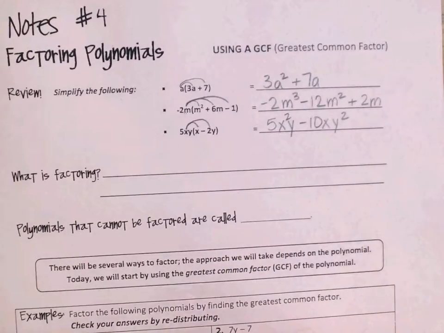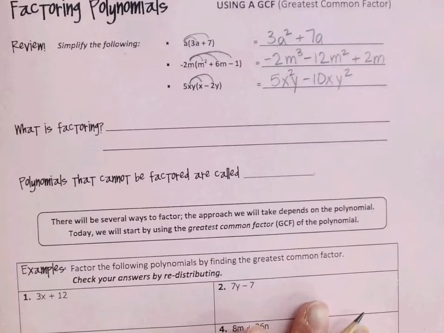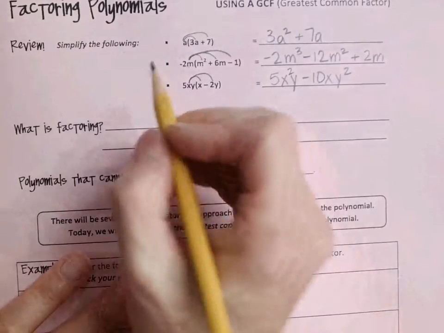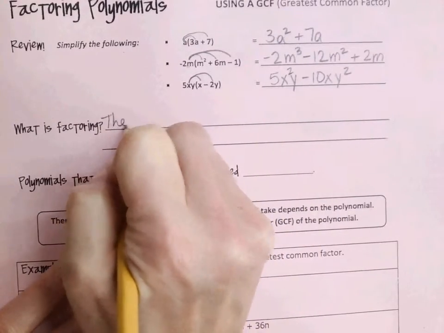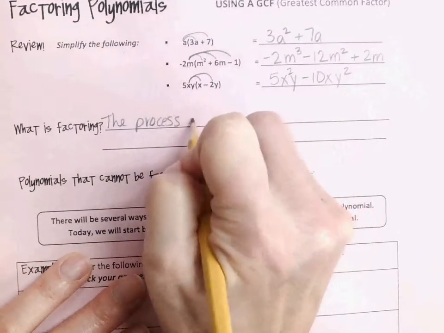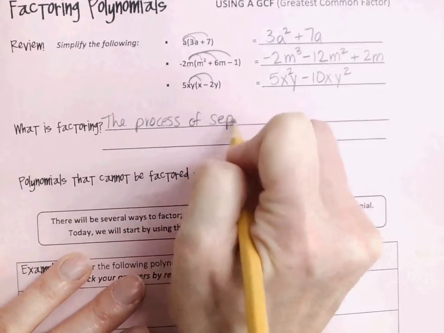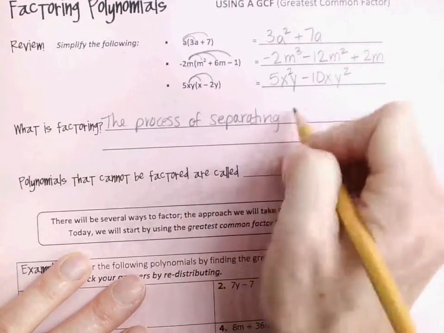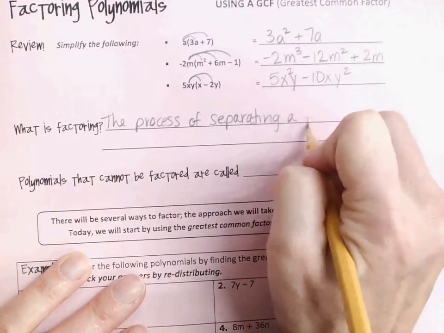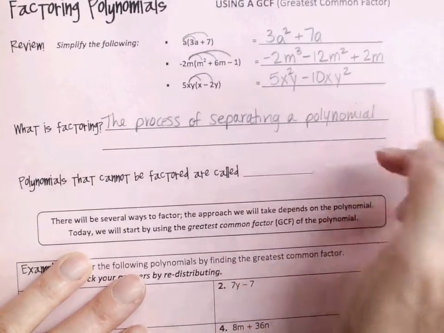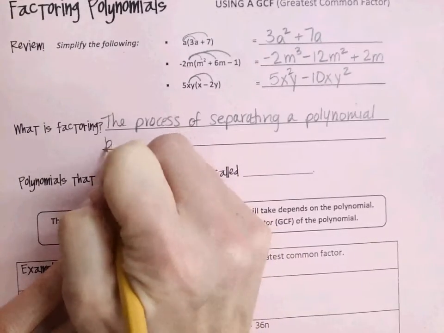Now let's go ahead and define factoring. Factoring is the process of separating a polynomial back into a product. So let's go ahead and write that down. So again, it was the process, don't write too big, of separating a polynomial back into a product.